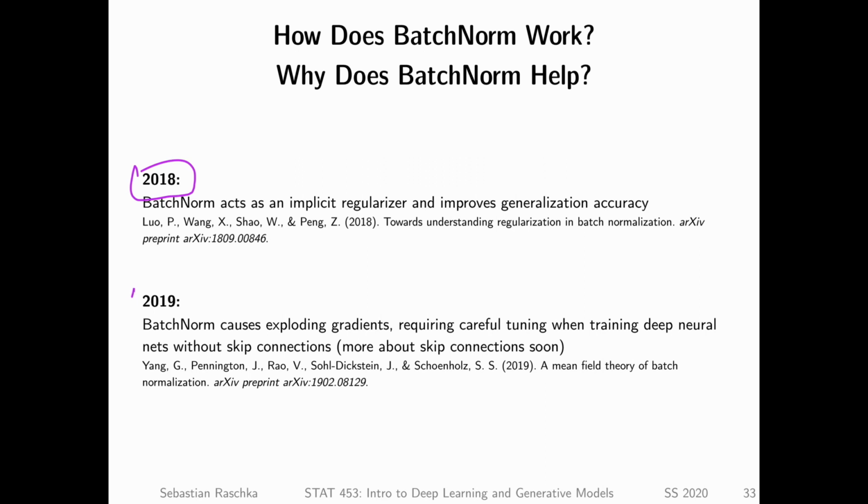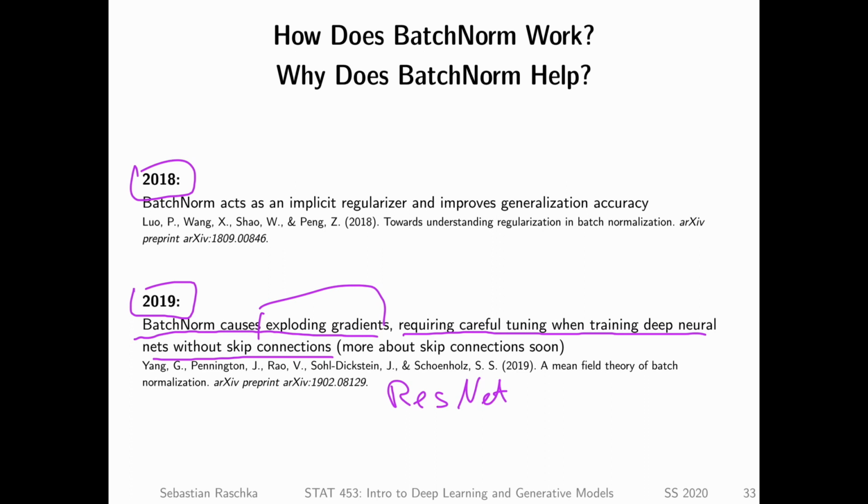And another more recent paper, 2019, found that batch norm actually causes exploding gradients. I think before I mentioned that batch norm, or clever initialization and normalization, may help prevent exploding and vanishing gradients. Here this suggests that it may even cause exploding gradients, and it requires careful tuning when we train neural networks without skip connections. Skip connection networks are, for example, the ResNet, the residual neural networks, and we will talk more about this in the CNN lecture. So we will revisit skip connections later.